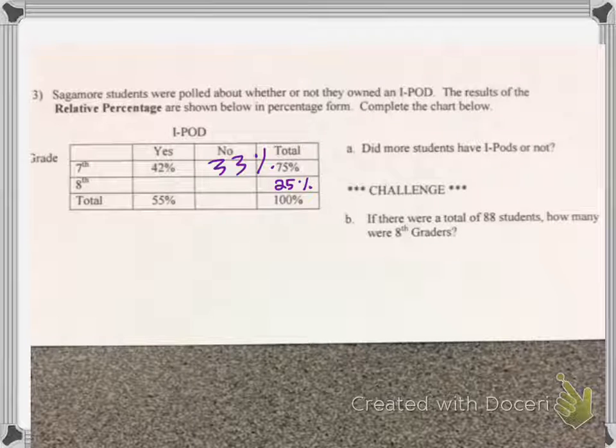And then we can just keep going around to find more. We know that in this direction they have to add to 100. So we know that this one right here has to be 45%.